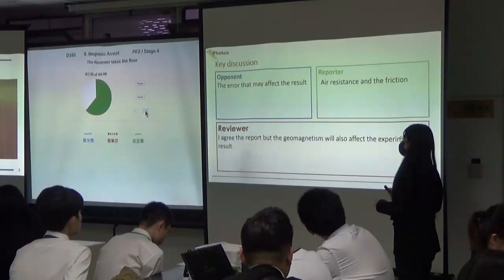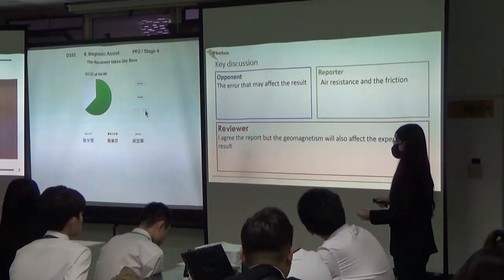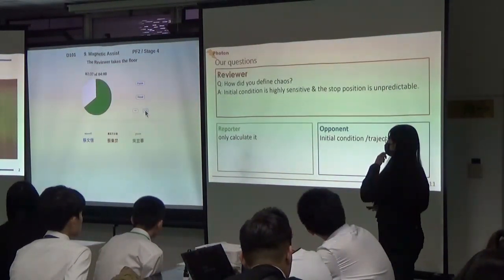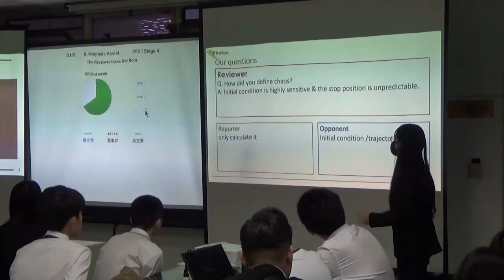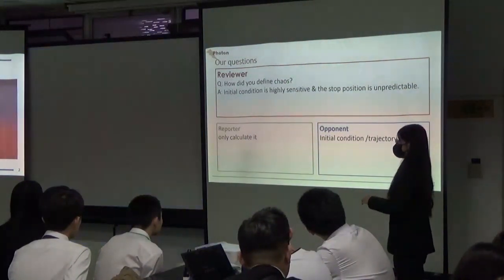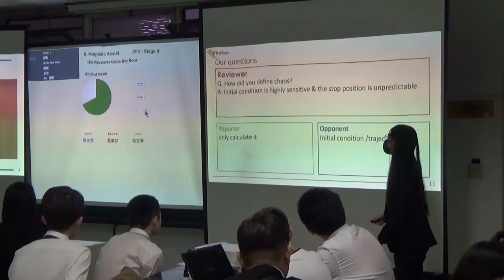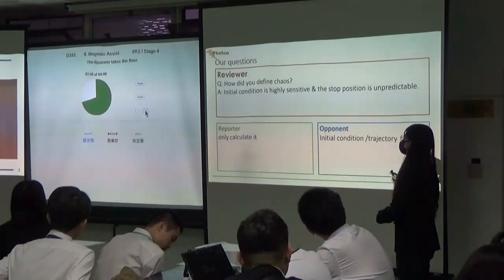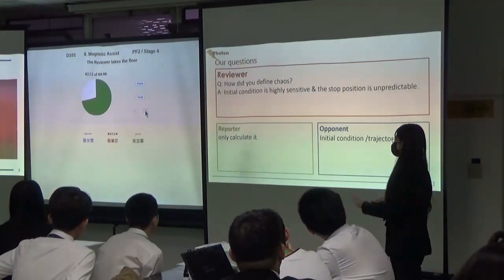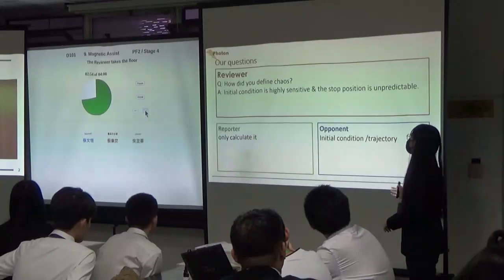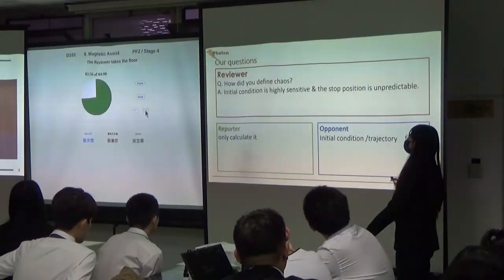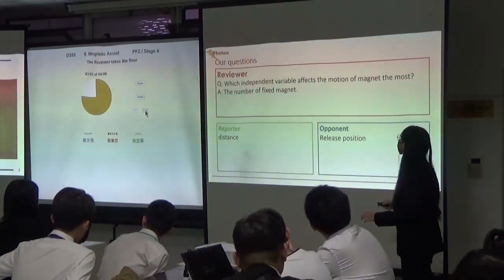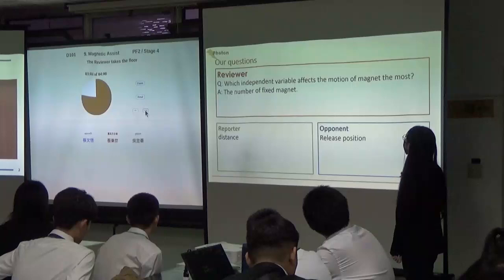So I think in the vertical he needs to consider the geomagnetism. And our question is how did you define your chaos in the real situation? And the reporter only used the equation to calculate it, and the opponent said the initial condition or the trajectory can define it. And I think the initial condition is highly sensitive, and the start position is unpredictable, can define the chaos.